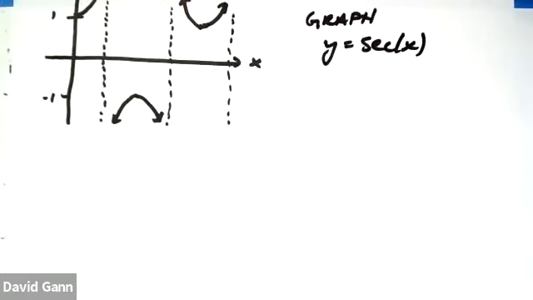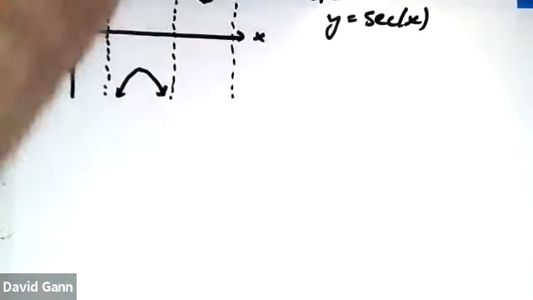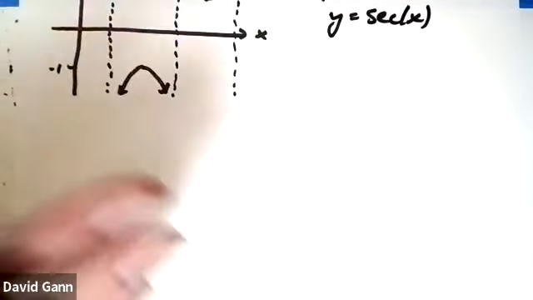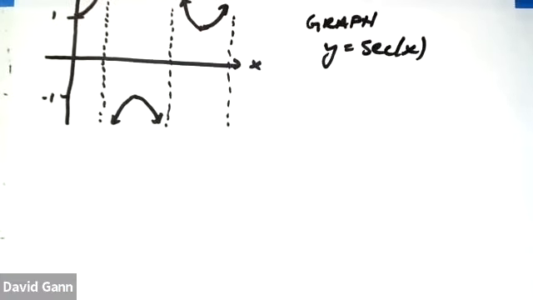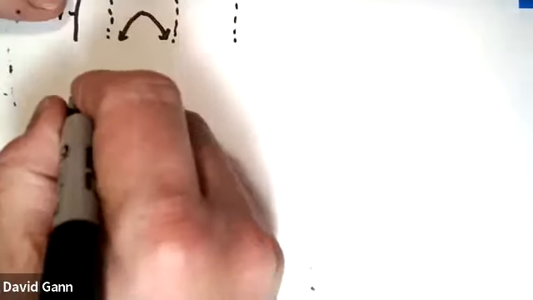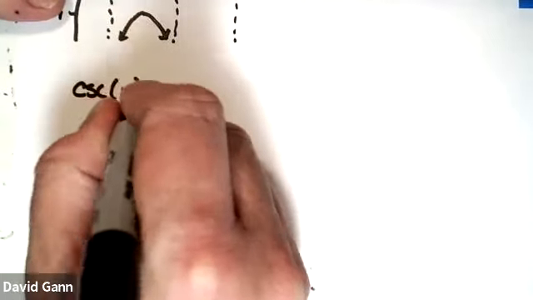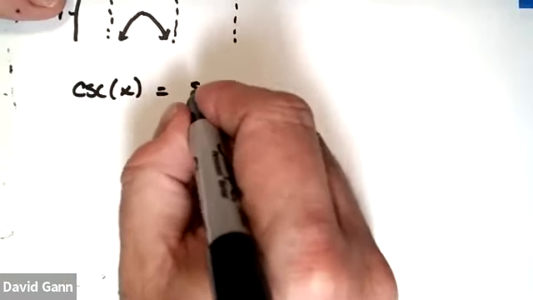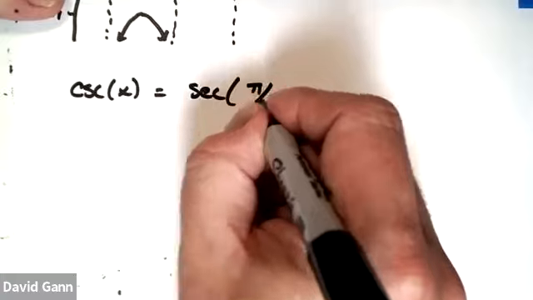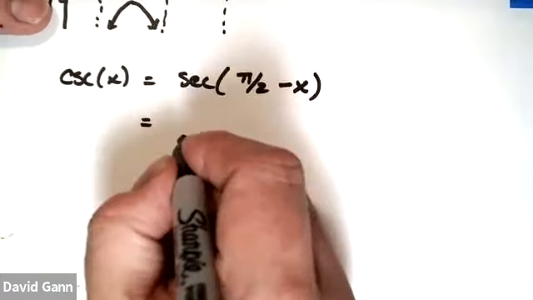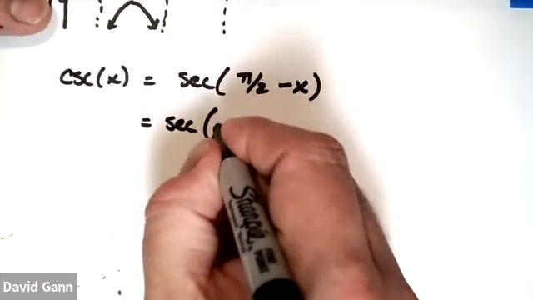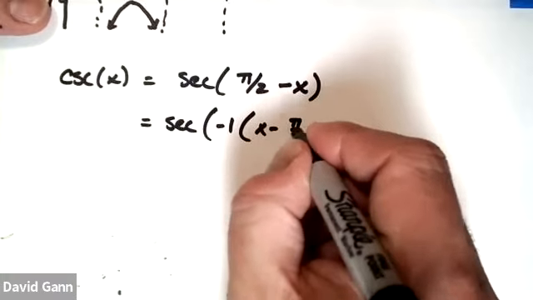Okay, so rather than practice a graph of secant, I want to go ahead and do cosecant as well. So we're going to do the same sort of trick that we did before, where you say, okay, well, cosecant of x is equal to secant of pi over 2 minus x, and this is a cofunction identity, and we're going to factor out a -1 just like we did previously with the other functions. So we've got secant of -1 times x minus pi over 2.